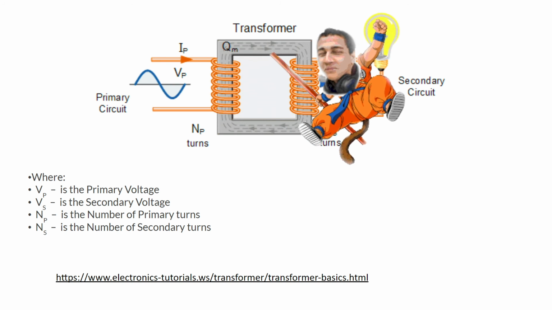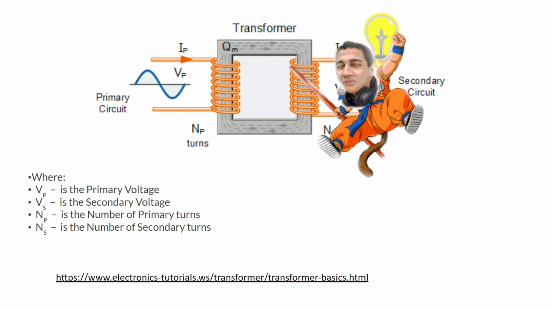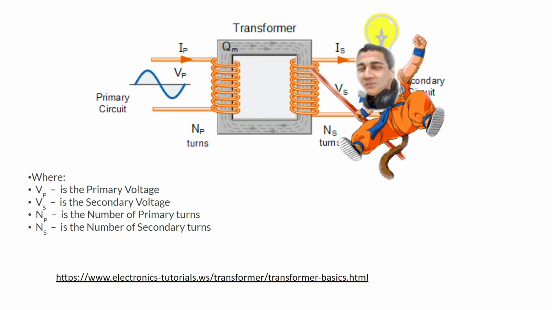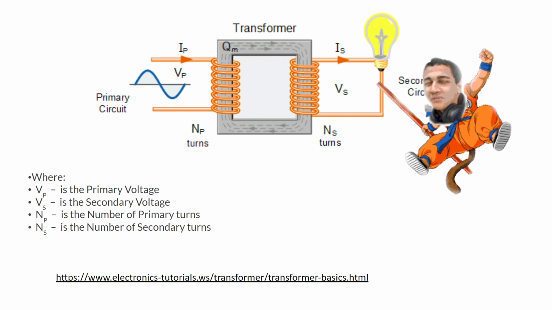So what are transformers? A transformer is a device that takes a certain AC voltage as input and delivers a different AC voltage as output. Basically, it consists of two coils wrapped around a common iron core. The primary coil is the one connected to the input of the source. So how does it work?